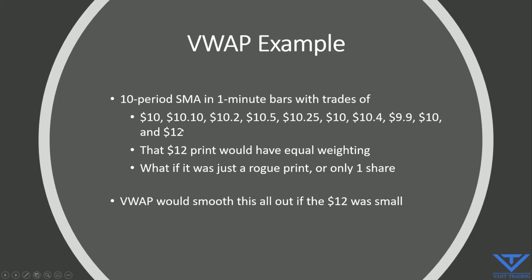But what if it was a rogue print, or only one share executed at $12? You know, it's just one share. It wasn't that significant to some people. Well, VWAP would smooth all of this out if that $12 a share trade was a lot smaller than all of the other trades that executed on this stock over the last 10 minutes. So it's going to take volume into consideration.